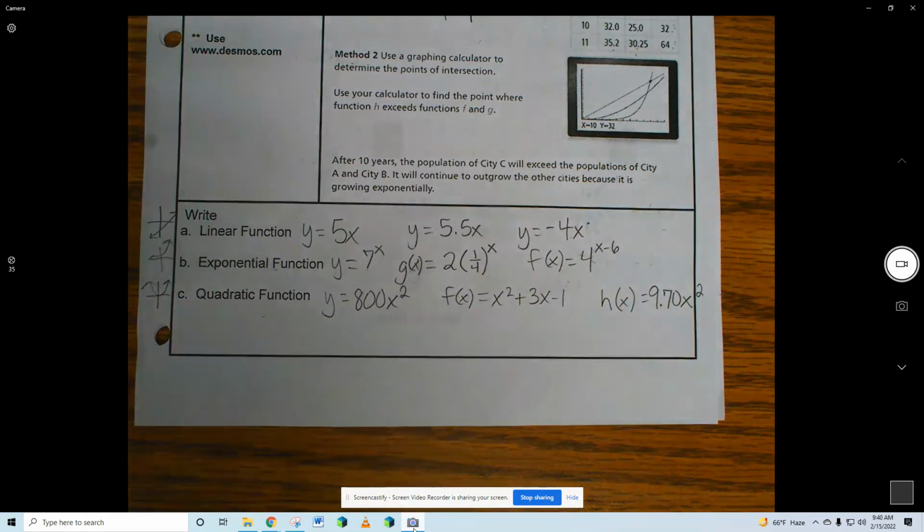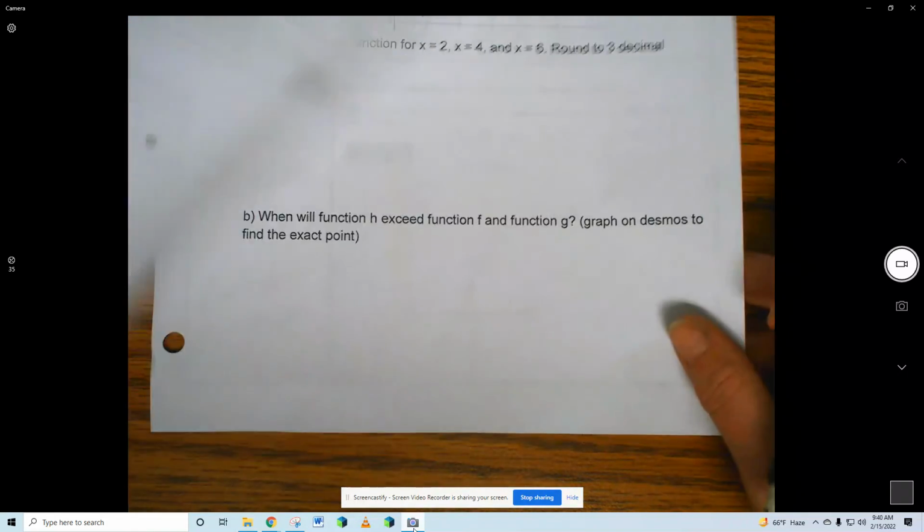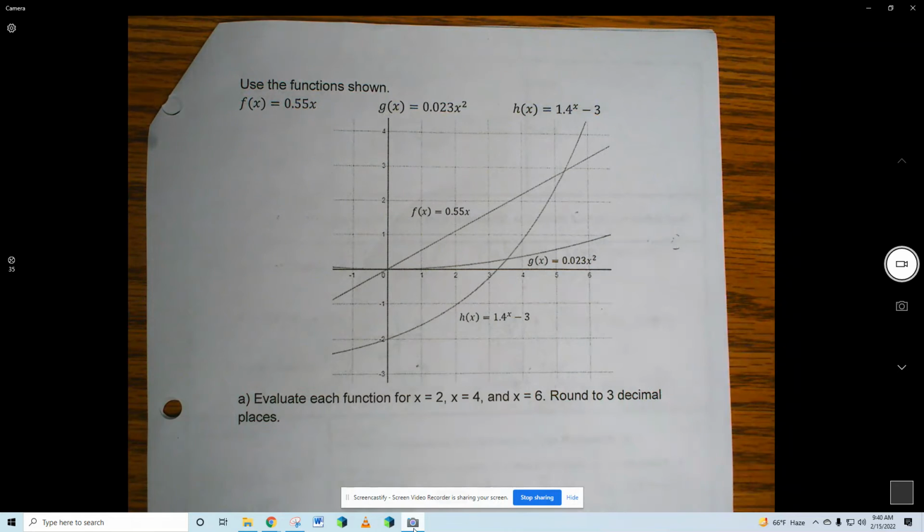All right. Turn the page. Your homework is here. You're going to need to get Desmos out. Can you guys all get Desmos out?